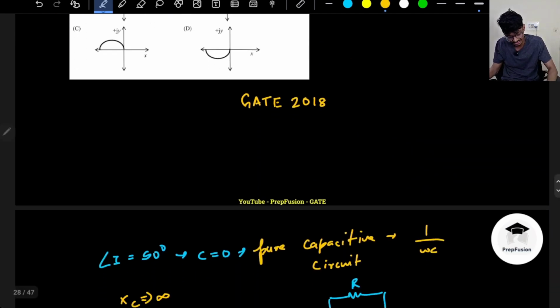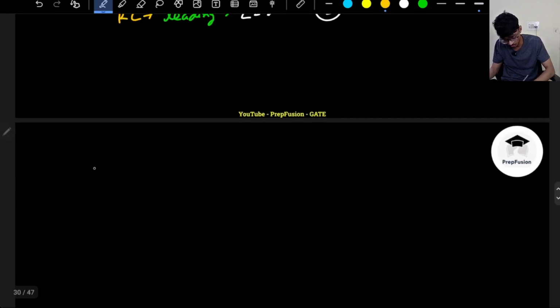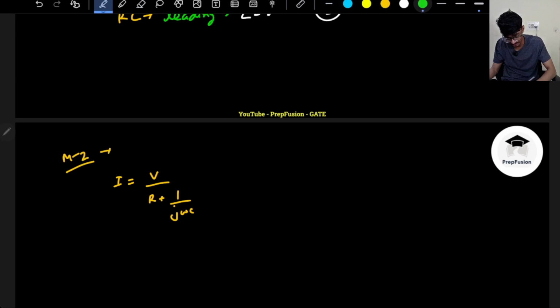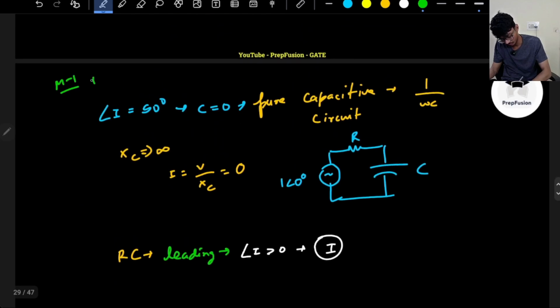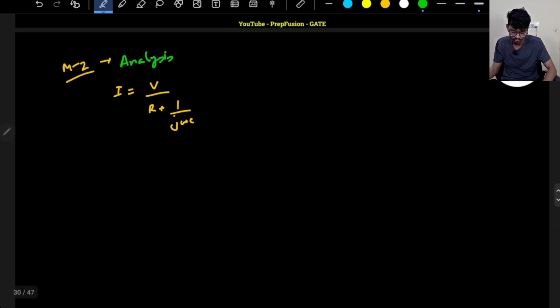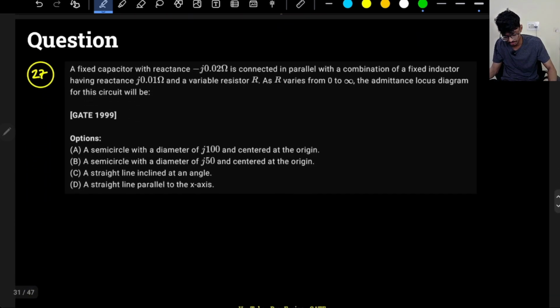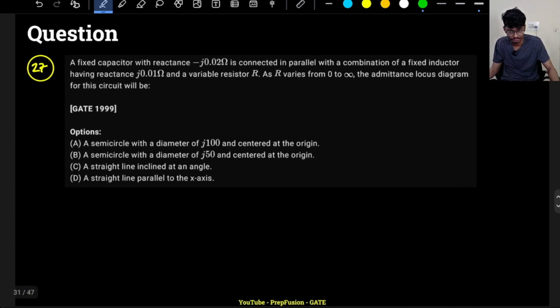Or if you want to do analysis, you can of course solve for the current value. Current is V by R plus 1 by j omega c, and solve. This is method 2. Method 1 was basically with induction, and this is the simple numerical analysis. You can solve. I have already solved the RC circuit, so I will not solve it again. So let's solve this question.